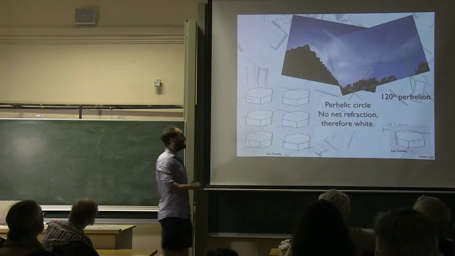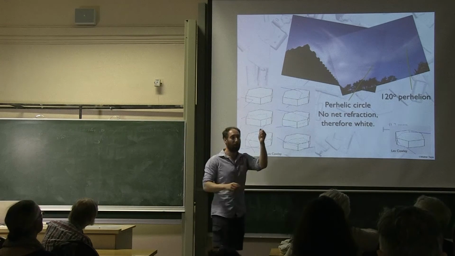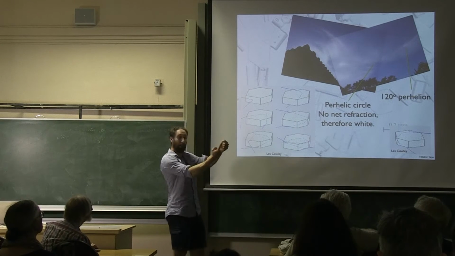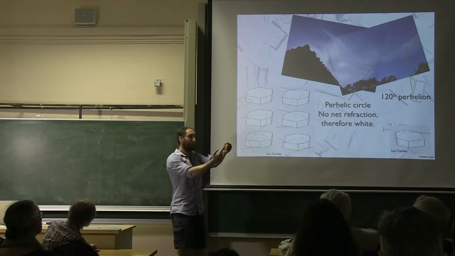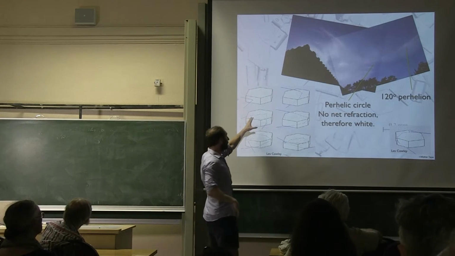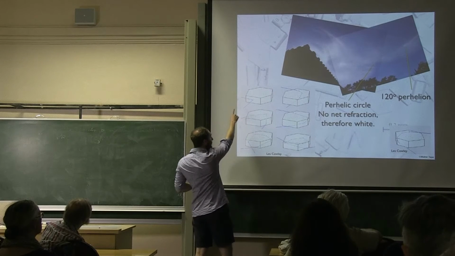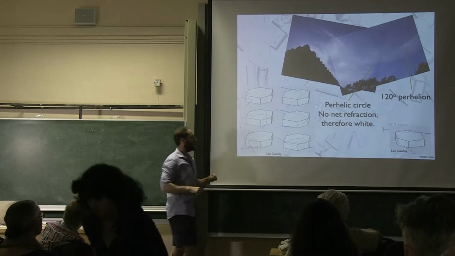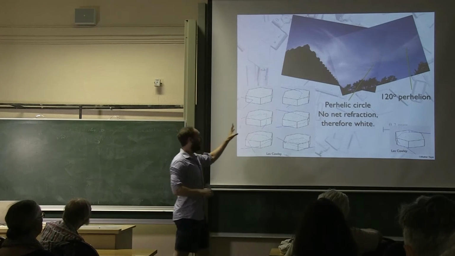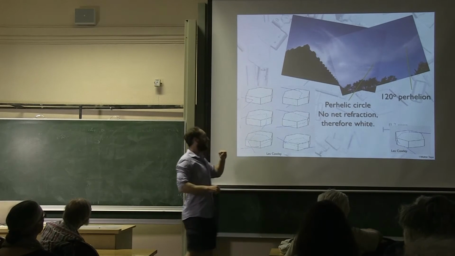So we also have the so-called perihelic circle, a circle which goes all the way around the sun, all the way around the viewer, lying horizontally. And these again come from these plate crystals lying horizontally as the light bounces off various faces. So in fact, this whole arc going all the way around isn't just made up of one type of reflection and refraction of the crystals.